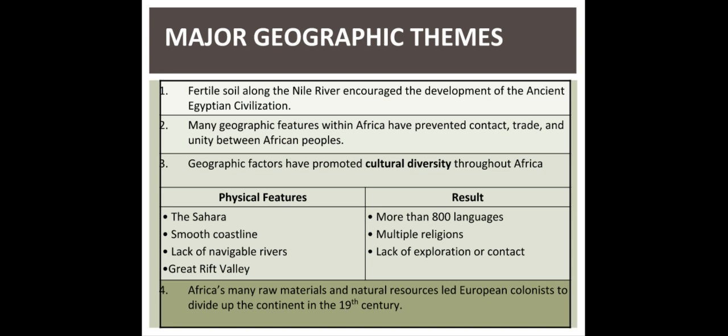Finally, Africa's many raw materials and natural resources did lead to what we call the scramble for Africa, when Europeans started to look at gaining access to these features and these resources. This led to the division of the continent into several colonies, which again had a major impact in the later development of independent states in Africa, and has a really major impact in how Africa operates and functions today.